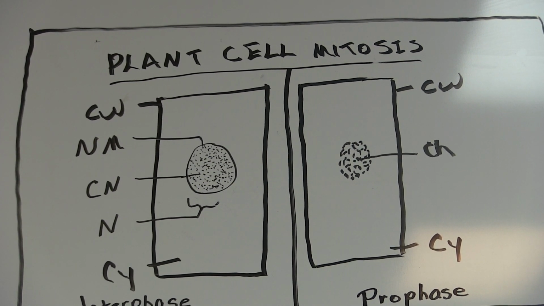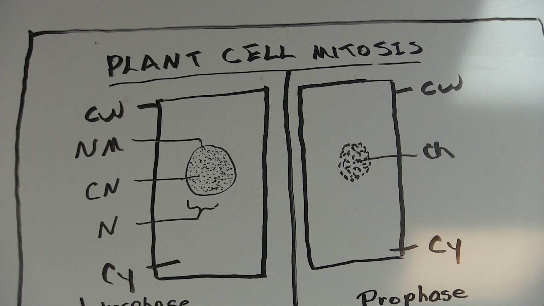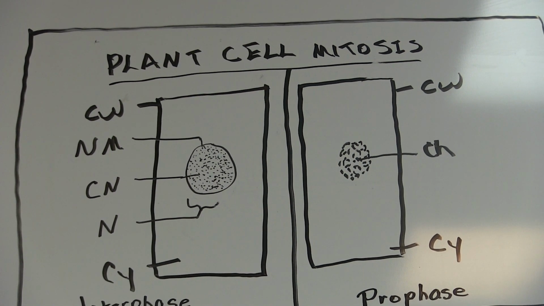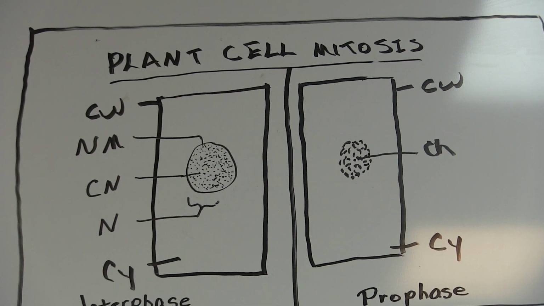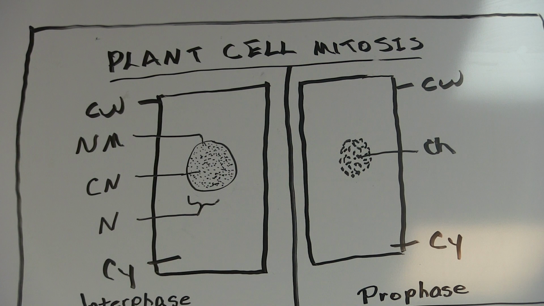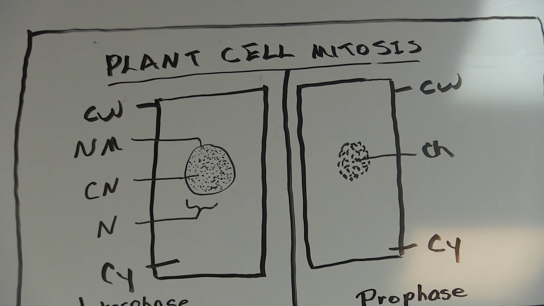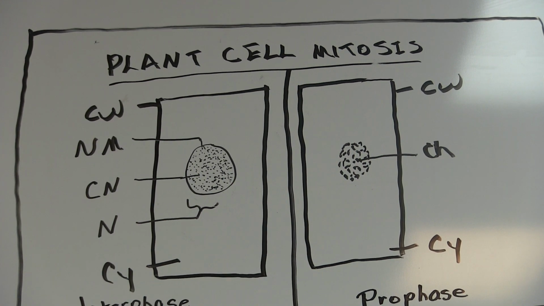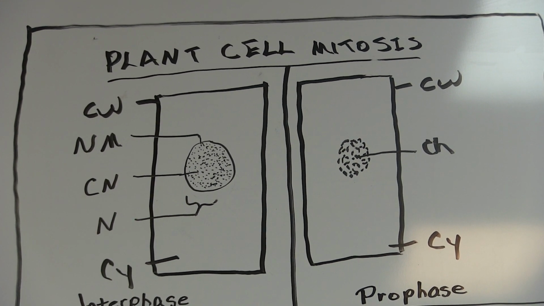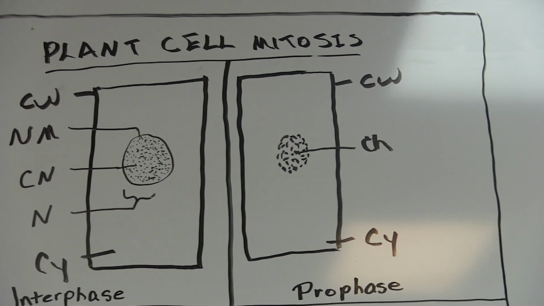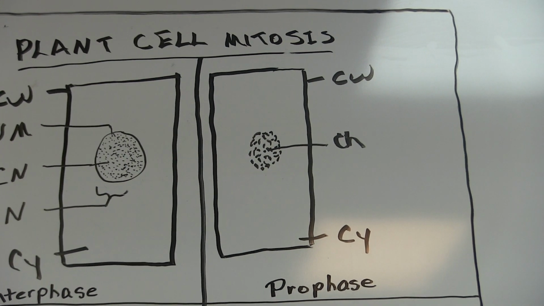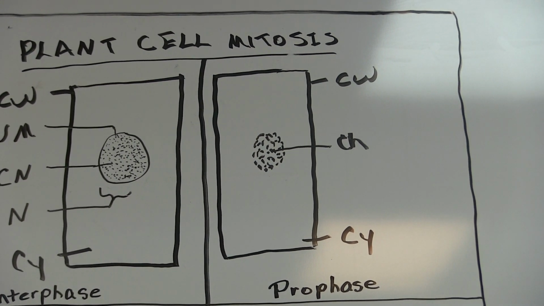And interphase means, inter means between, like intermission, interstate, intercontinental. Inter anything means between. So it's between divisions. And it may spend considerable time in that. And then when it's time, it starts undergoing mitosis. And then the first phase of active mitosis is prophase.